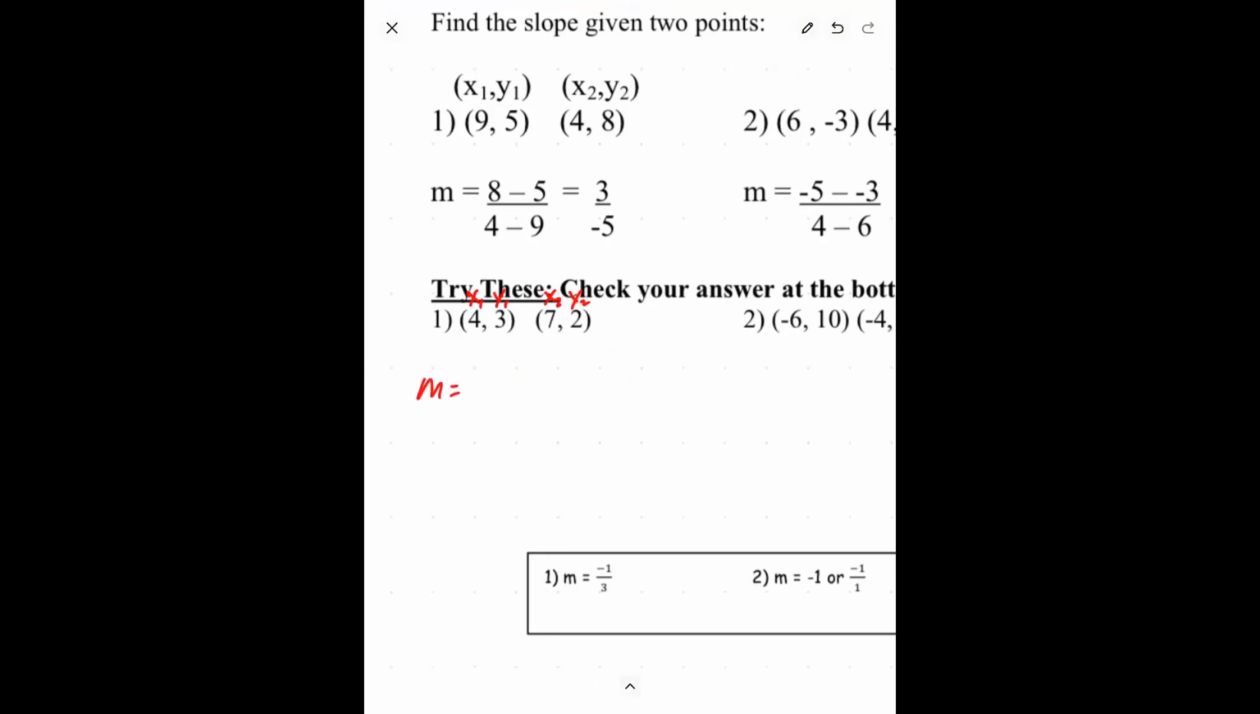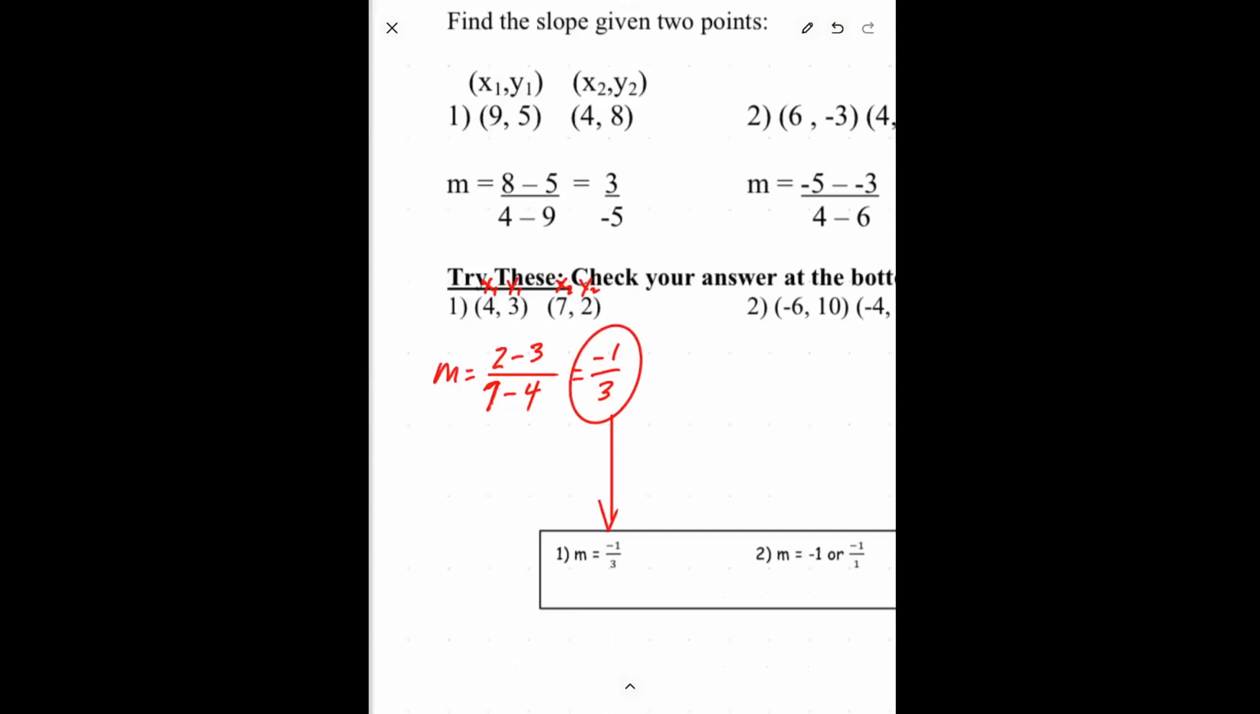So I'm going to start with this 2, and I'm going to subtract 3. And then I'm going to take the 7, the x value, and I'm going to subtract 4. So once I do that, 2 minus 3 is a -1, and 7 minus 4 is 3. So the slope of the line between those 2 points would be a -1/3. And we have it down here.